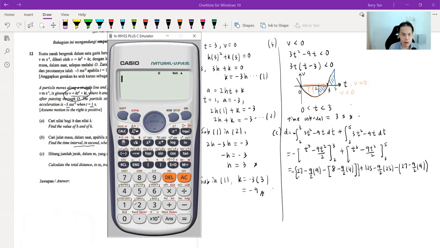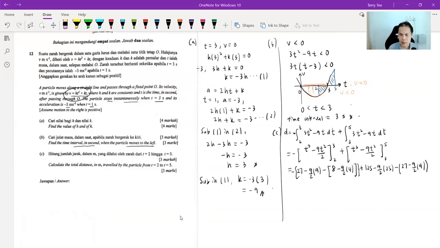If you were to integrate, this is 27 over 2. Let's do one more time. This one minus 81 over 2, and then I minus 8. 9 times 4 is 36, divided by 2 is 18, so this one is 18. Let's calculate this first. I got 17. I don't know whether I made a mistake somewhere here.